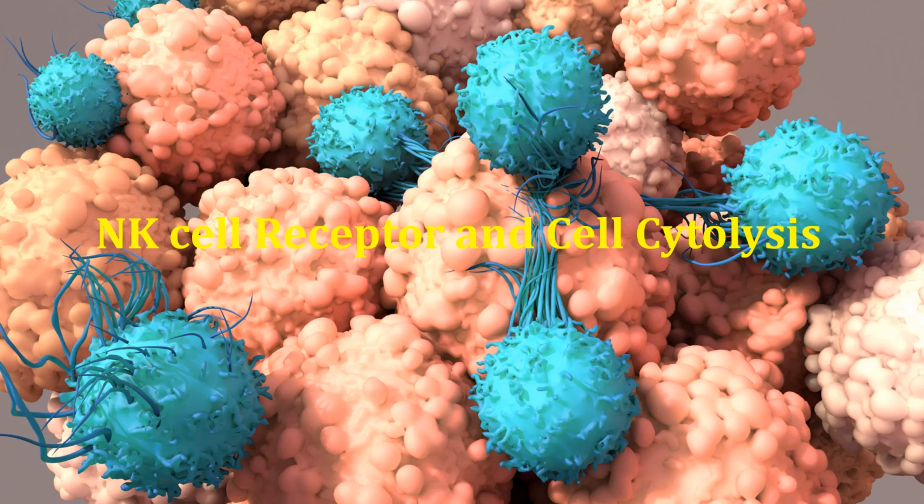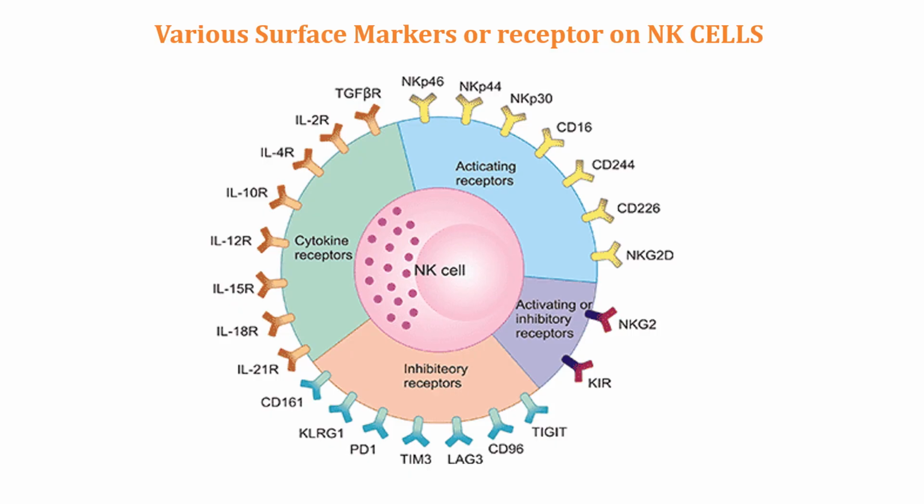Today's video is about the NK cell receptor and cell cytolysis. So we first need to know what a receptor is. A receptor is a molecular structure, usually a protein, that is located on the surface of the cell or inside the cell. Receptors have a specific binding site that allows them to interact with particular molecules called ligands. Receptors are made up of protein. However, ligands can be various substances, including hormones, neurotransmitters, antigens, or other signaling molecules.